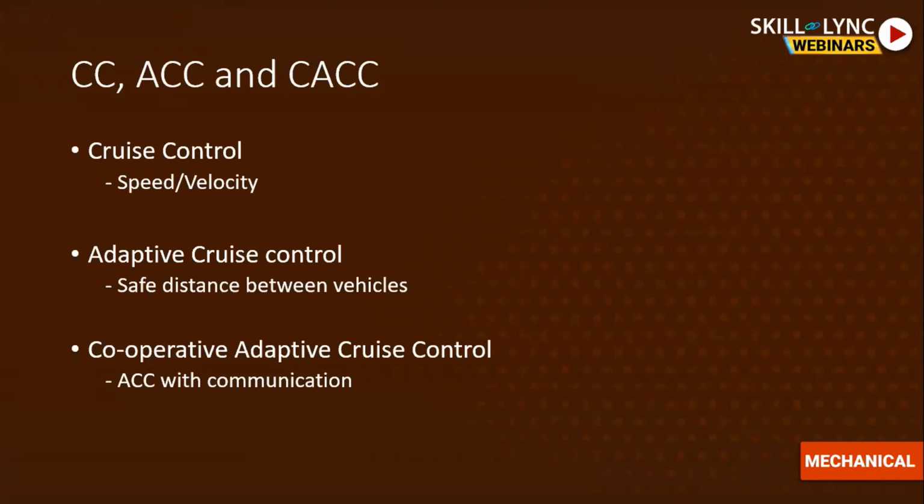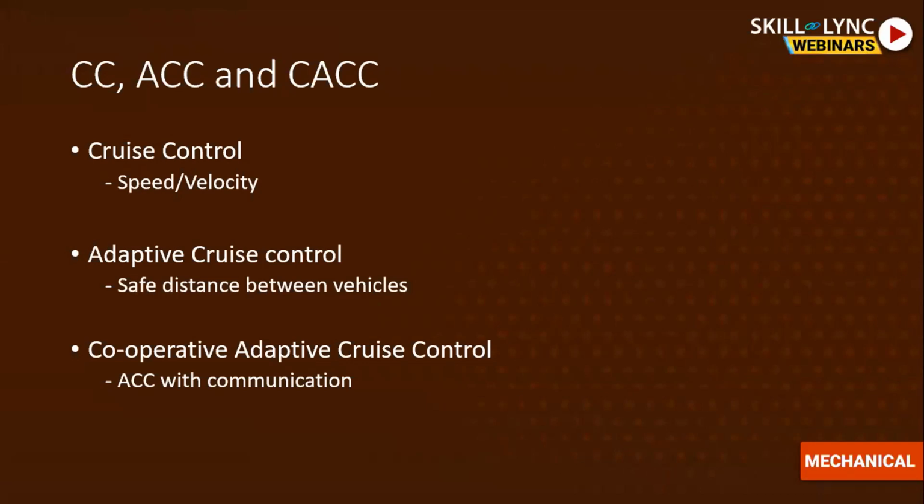So CC is nothing but how your vehicle controls its speed to go at a constant speed or velocity. So cruise control just lets you cruise at a constant velocity. Adaptive cruise control, on the other hand, maintains a safe distance between the vehicles. This distance is predefined when the adaptive cruise control system is designed.